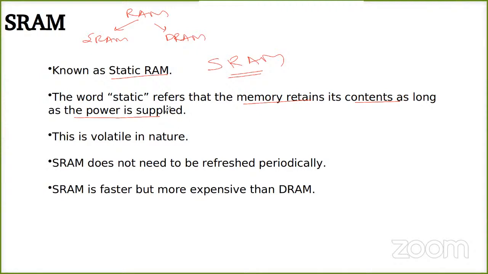Static RAM is RAM that retains its contents as long as the power is supplied, and therefore it is volatile in nature. Volatile means that whenever the supply is removed, the entire memory gets erased and you start afresh. The usefulness of SRAM is that it does not need to be refreshed periodically.